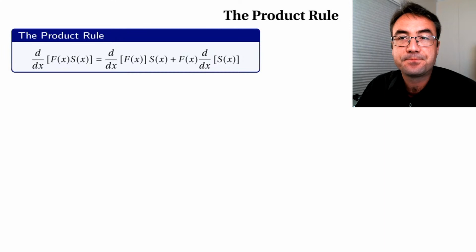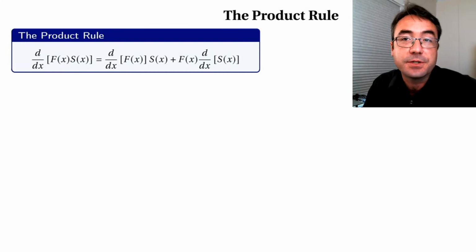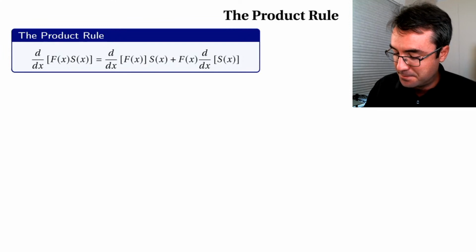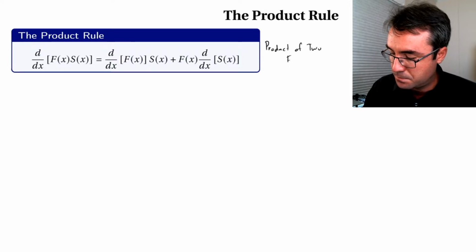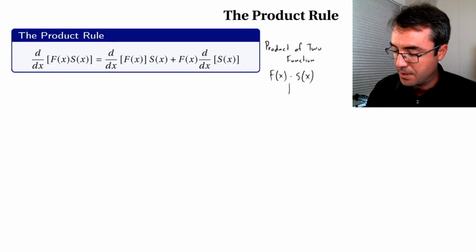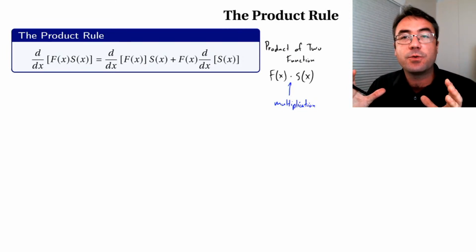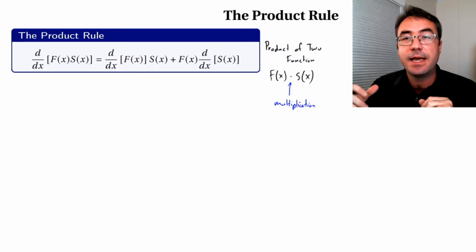We're going to start with the product rule. This is a derivative rule, and what it tells us is what to do if we have the product of two functions. So very well named. In our little example here, we have f of x times s of x, and there's really a multiplication there in the middle. So we have two functions, a first function f, a second function s. We're multiplying them together. And the question is, how do we differentiate that product? And the answer is with the product rule.